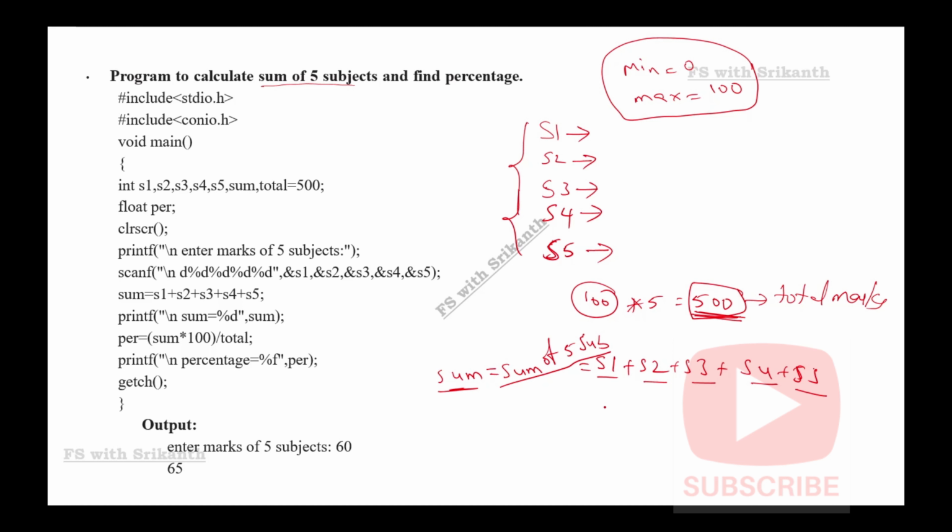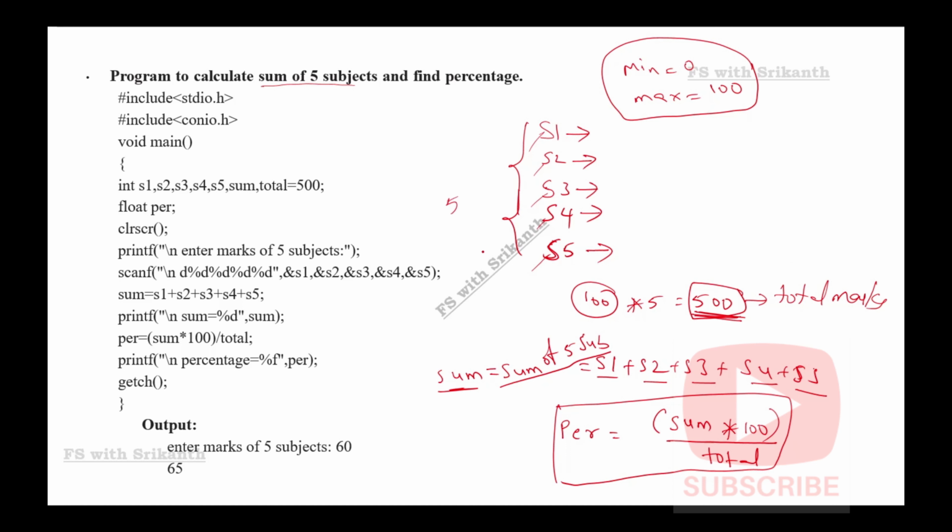Then, after getting the sum of the total marks, we can do percentage. Percentage equals sum into 100 by total marks. Right or not? This is what we require. Totally how many variables do we require? So here 1, 2, 3, 4, 5.